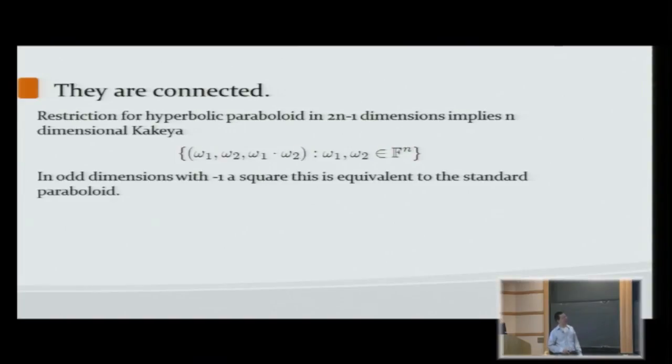Let me remind you that in odd dimensions, when -1 is a square, this is equivalent to the standard paraboloid. So I'm actually making a statement that this is true for the standard paraboloid in the case where -1 is a square. Let me explain why that's the case. It's actually quite easy to see once you think about it correctly.